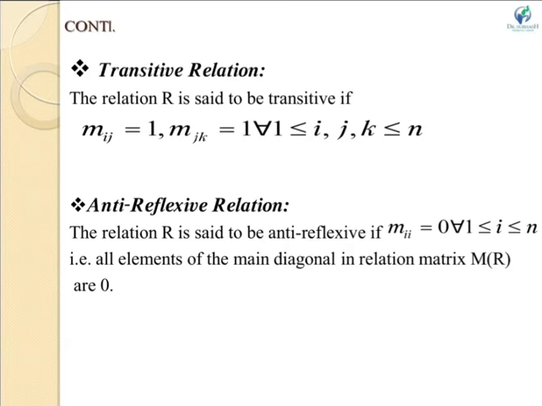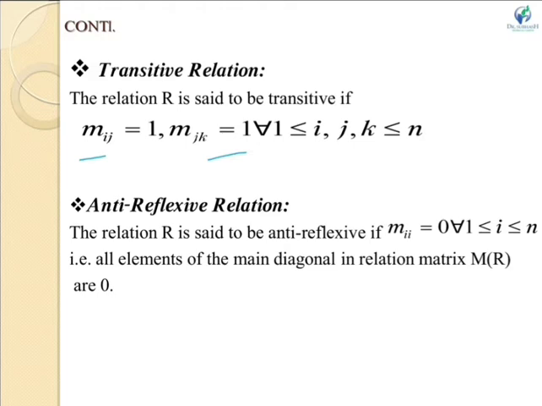Next is transitive relation. For transitive relation, we know that if x is related to y and y is related to z, then x must be related to z. So the relation is said to be transitive if Mij equal to 1 and Mjk equal to 1, for all i, j, k between 1 and n. Here, Mij equal to 1 and Mjk equal to 1, then Mik must also be equal to 1. We will see this in an example.